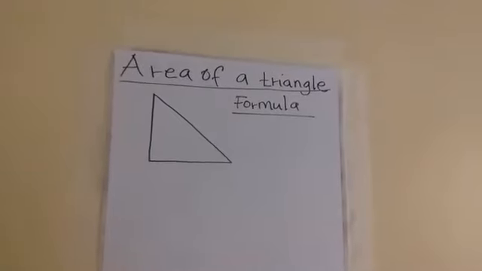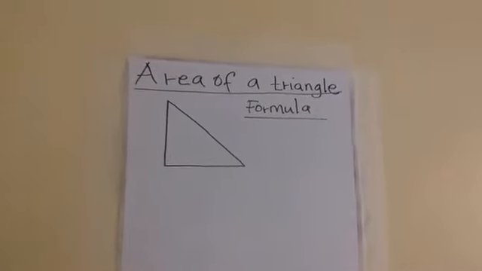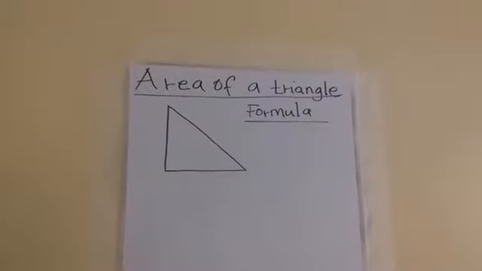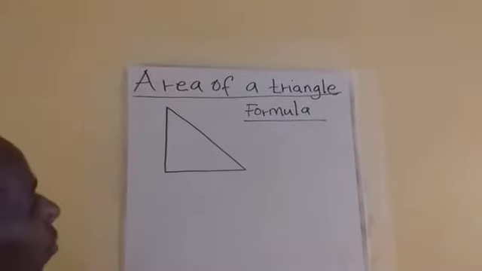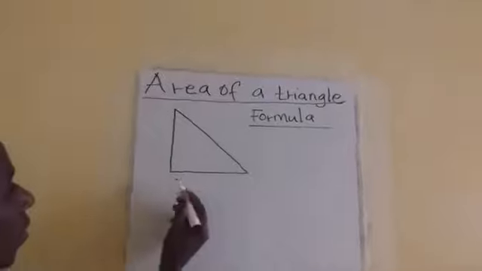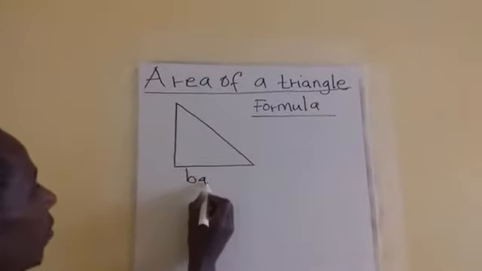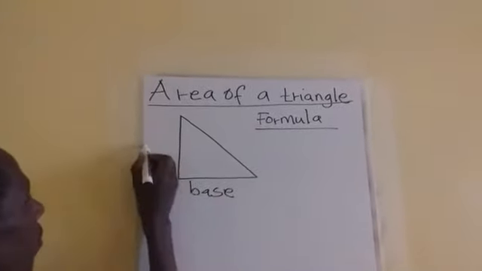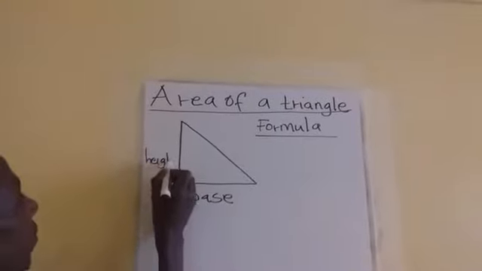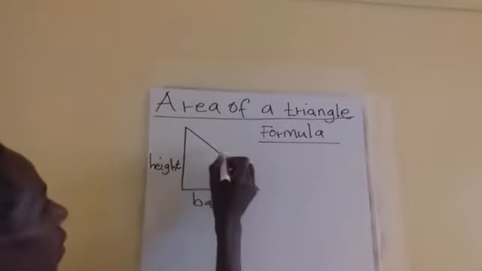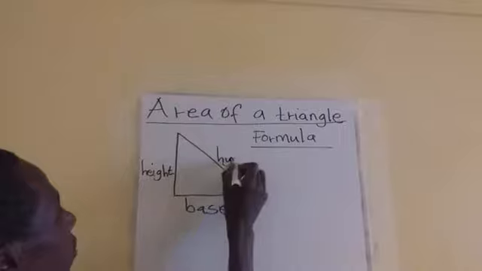Today we are going to talk about the area of a triangle. You need to know that a triangle has three sides. This is the base, this is the height, and this is the hypotenuse.